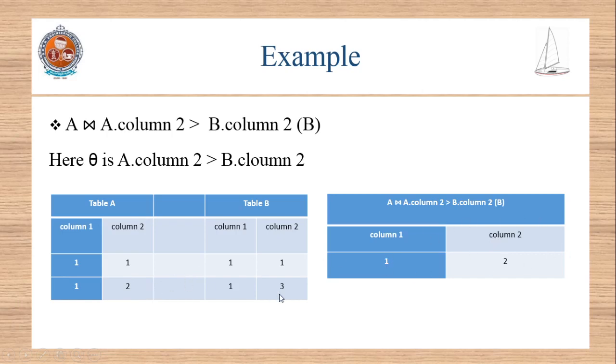Now when we go to the second tuple in relation B, the column 2 value is not greater than the column 2 value, which is 3. Since it is not satisfying the condition, this tuple is not shown in the output relation. So this is what theta join is.